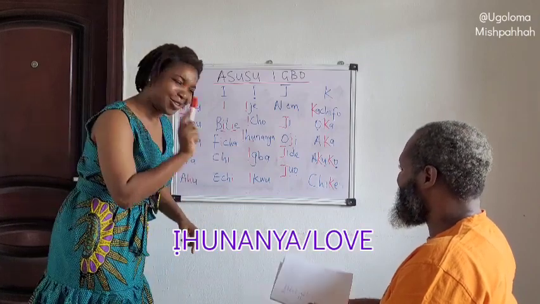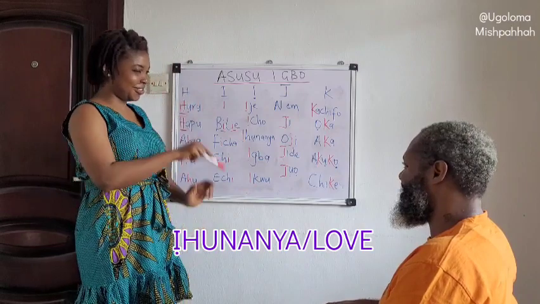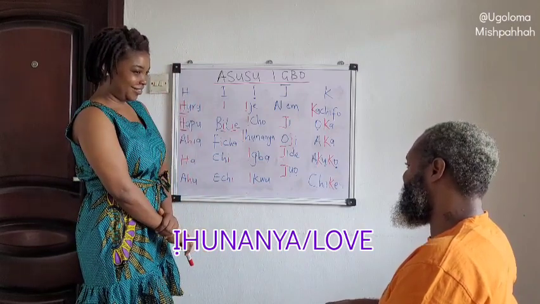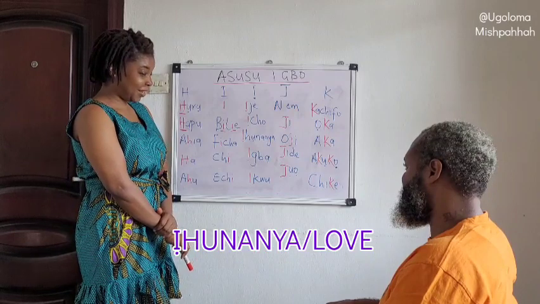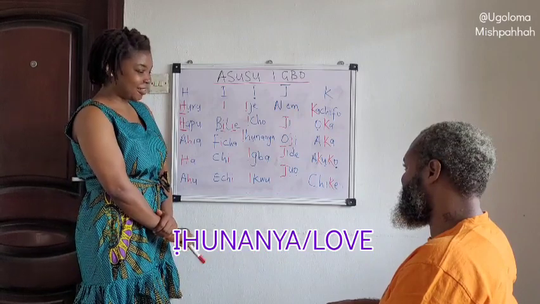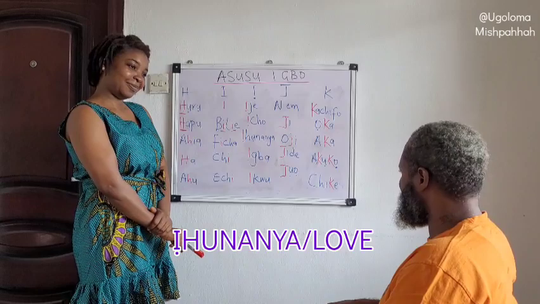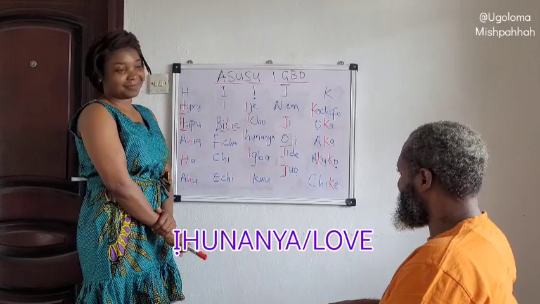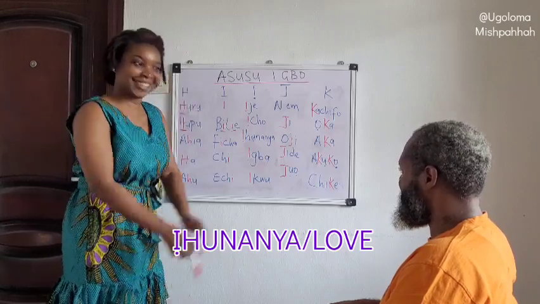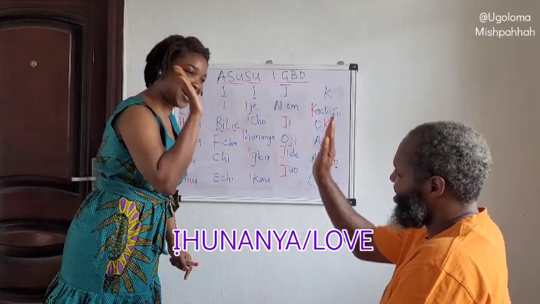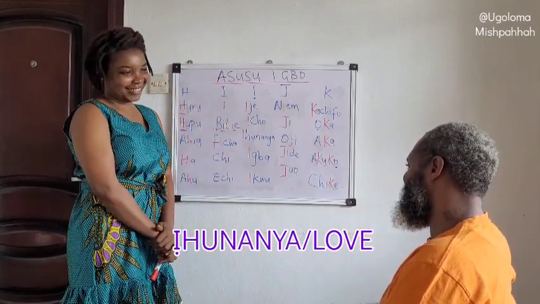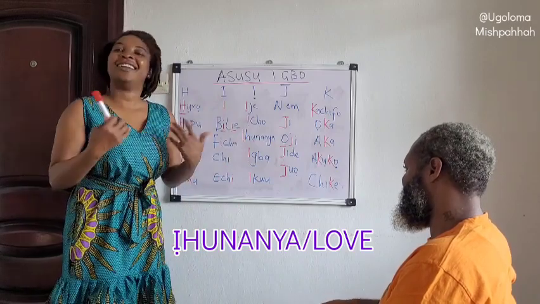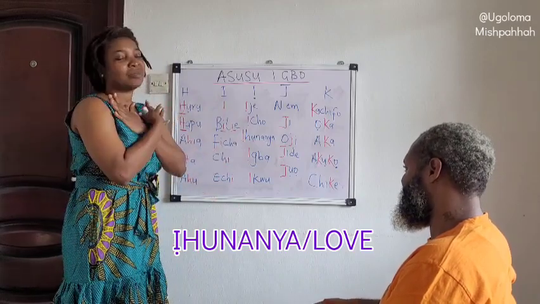Ihunanya. Very good. I know you know this one. What does that mean? Love. Yes, it is love. Correct. Give me 5. Very good. Love. I always tell you, ahụrụ gị n'anya. Right? Ihunanya. Love.